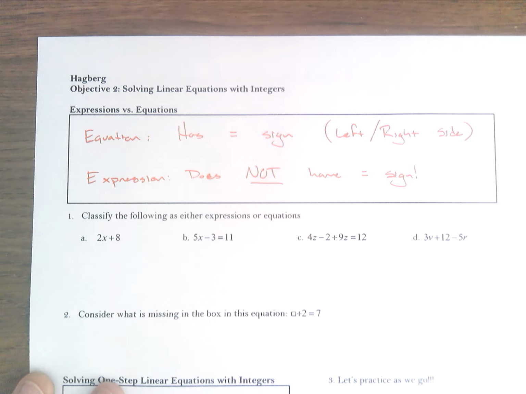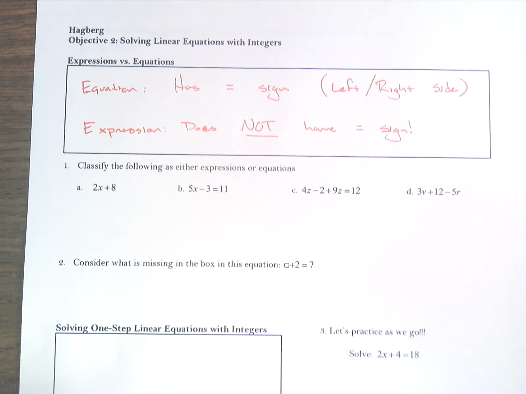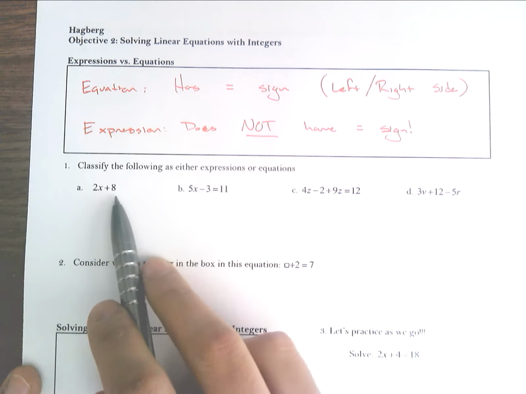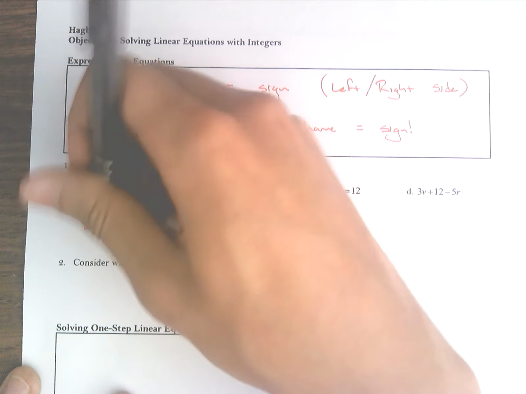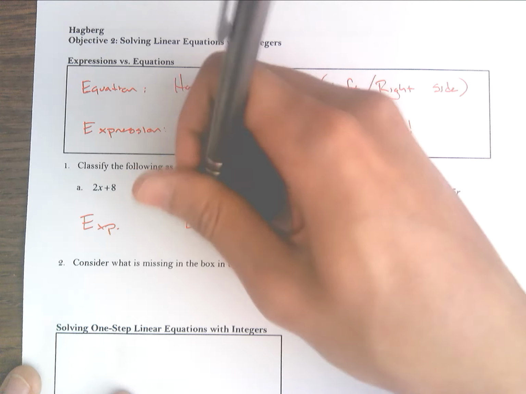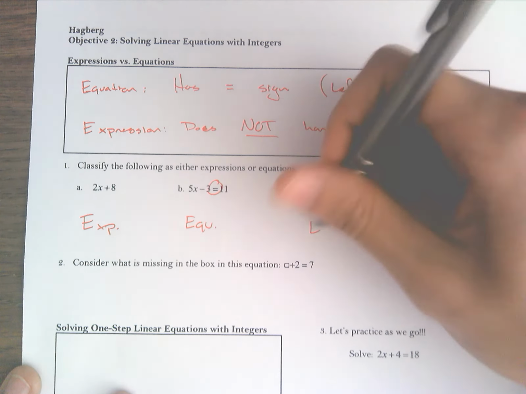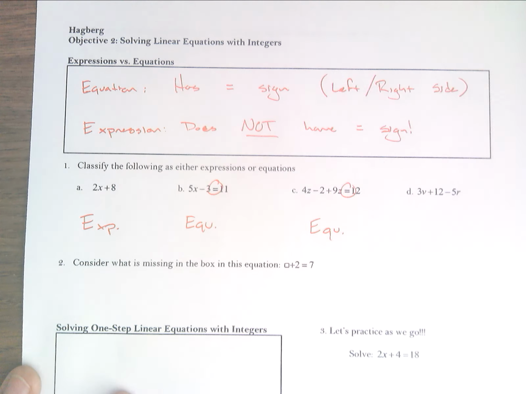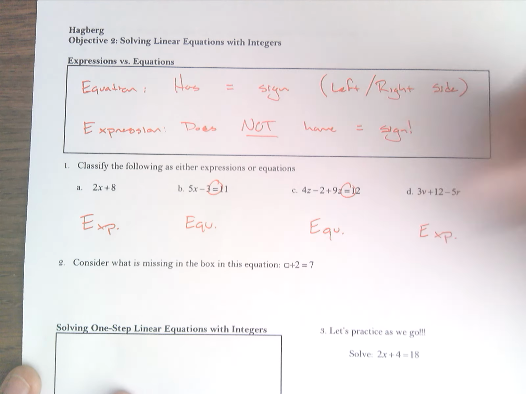Okay, so let's take a look at some of these examples here and determine whether or not they're expressions or equations. This first one here, I don't see an equal sign. There's plus, but no equal sign, so this is an expression. This one here, I do see an equal sign, so this is an equation. This next one also has an equal sign, so this is also an equation. This last one, there's plus and there's minus, but there's no equal sign, so this is an expression.